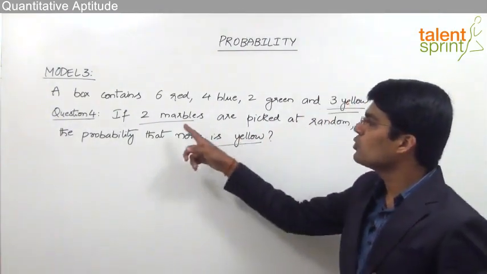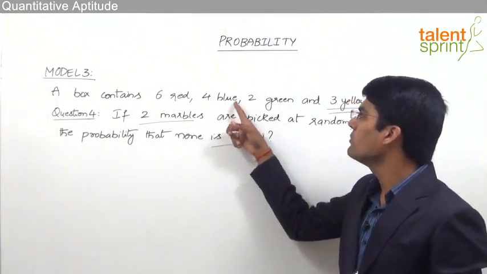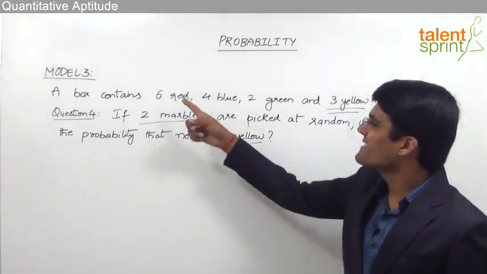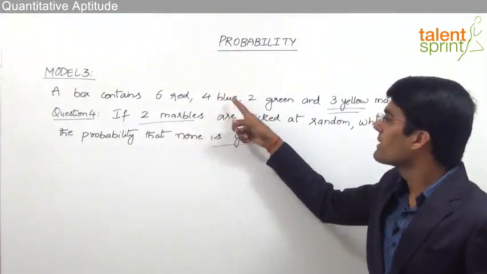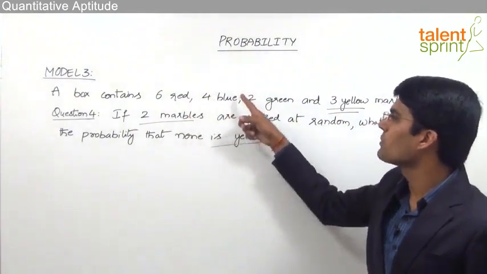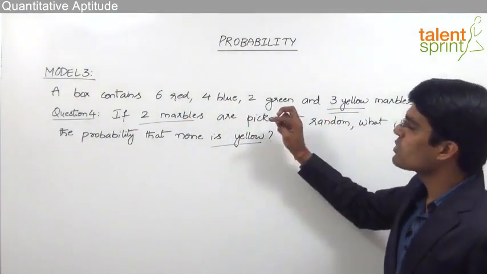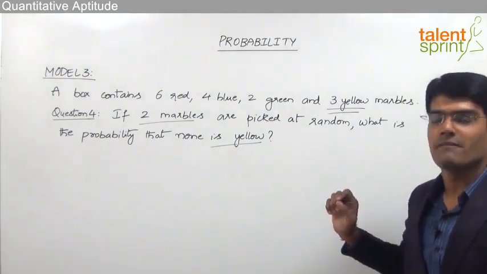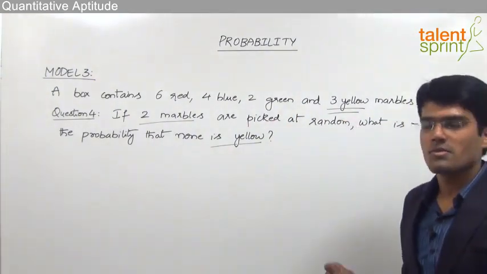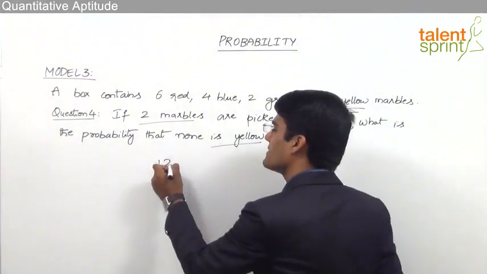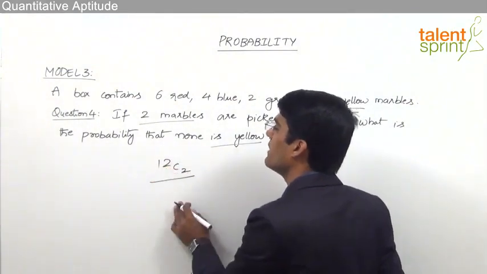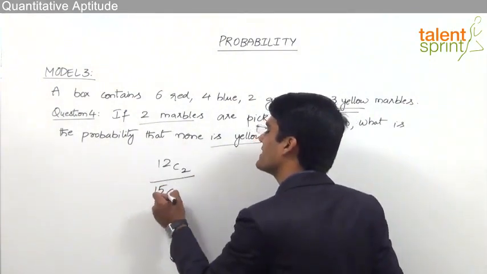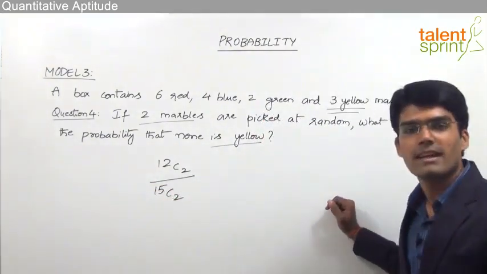That means we can select 2 marbles out of red or blue or green marbles. Now we have 6 red plus 4 blue plus 2 green. That is total 6 plus 4 plus 2 is 12. So out of these 12, we can take any 2 marbles and we'll see that there are no yellow marbles there. Why? Because yellow have not been considered. So we can say that the answer for this one is 12C2 divided by total number of selections 15C2. So by simplifying this, we get the answer.